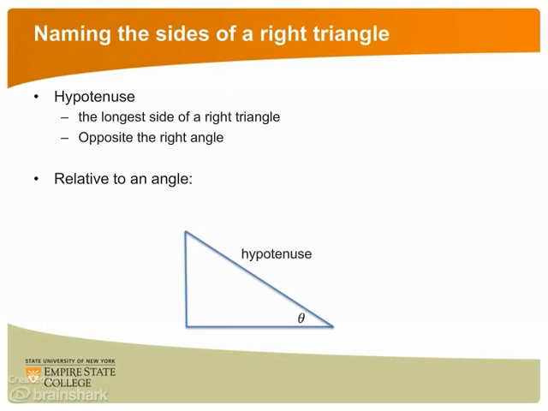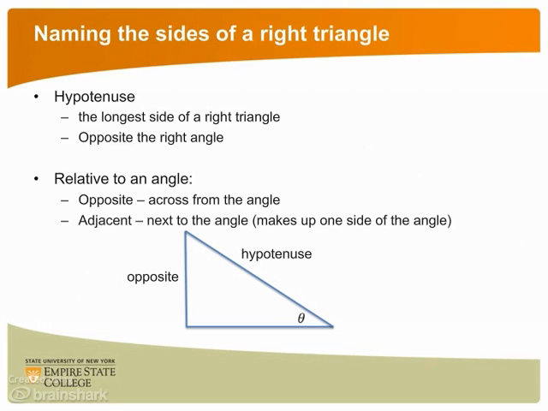The other sides of the right triangle are named relative to a particular angle. The opposite side is across from the angle, and the adjacent side is next to the angle. Another way to think about the adjacent side is that it is one of the sides that form the angle. We will now consider the 6 trigonometric ratios that can be formed using these sides.